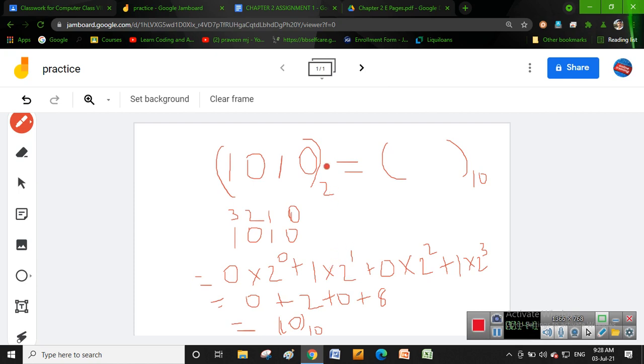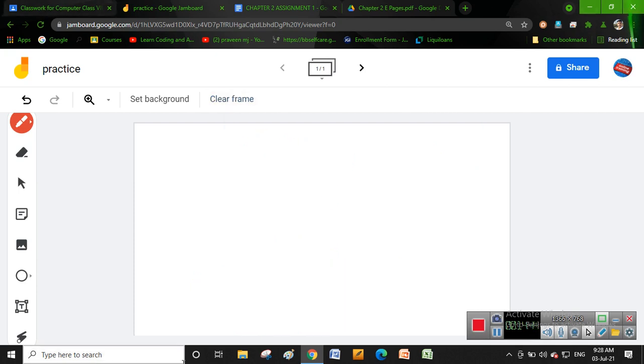Clear all of you? Again, let us have one more example. Let us take a simple small value, 110. This is the binary number. We have to convert it into a decimal number. First we write the position values, 0, 1, 2. Now multiply each binary digit, from right side to left side, with its base to the power of the position value.